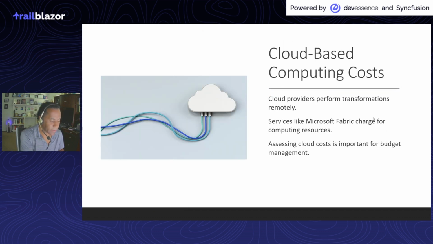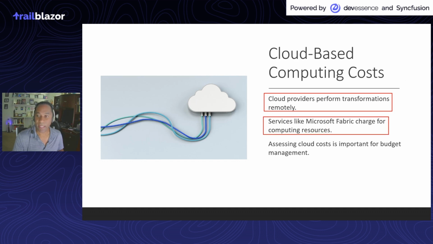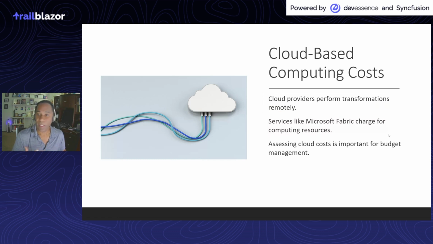So many of us are using cloud-based. And again, I have nothing against cloud-based, but cloud always does transformations remotely. And services like Microsoft Fabric, they charge for those. The cheapest Microsoft Fabric that you can get is about $300 a month. Again, not a lot for certain companies, but let's say you just want to do data transformations on your own, you're kind of like, well, that is actually too much money.